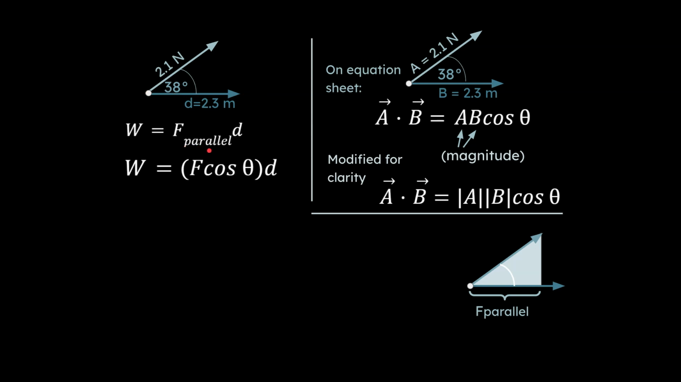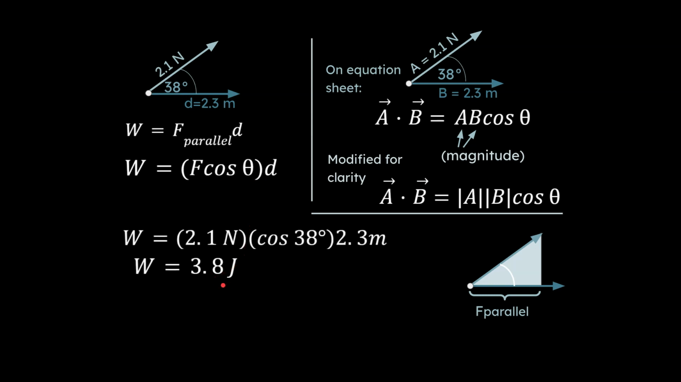But the way we would calculate this is we would solve for the component of this force that is parallel to the motion. And so that would be F cosine theta times the displacement through which that force is applied. So we go through and do the operation here. We end up with 3.8 joules. That is a scalar answer, by the way.